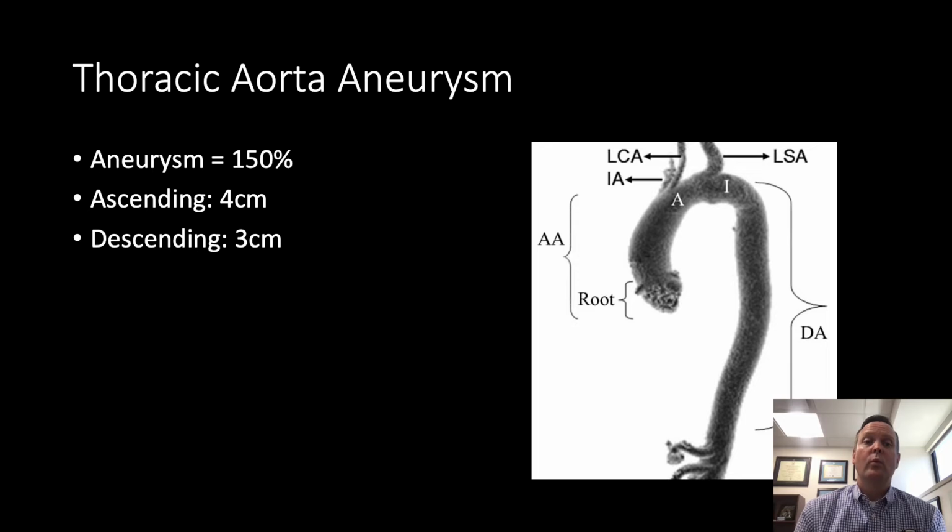And at what point is the diameter of the aorta considered abnormal? For the ascending aorta, a diameter of 4 centimeters is considered dilated. And then in the descending aorta, 3 centimeters is considered dilated.